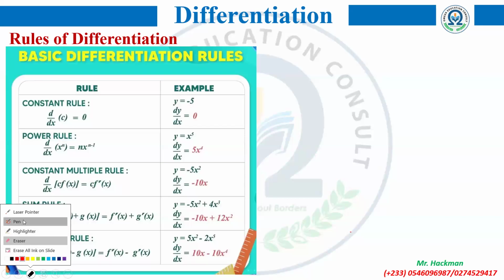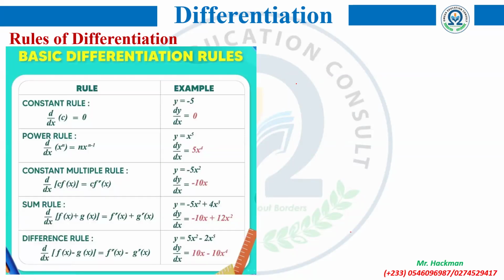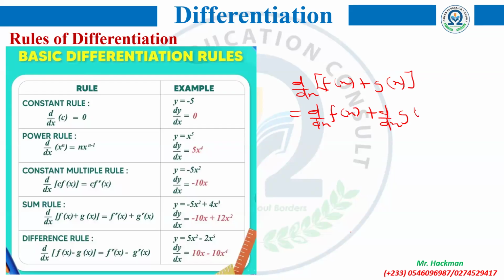Okay, so anytime you have the sum of two functions, this is the rule: d dx of f of x plus g of x. I'm using the sum of two functions, but by extension it applies to more than 2. So if you get the 2, you can extend it. This will be equal to, you differentiate term by term, so it will be d dx of your f of x, plus d dx of your g of x.